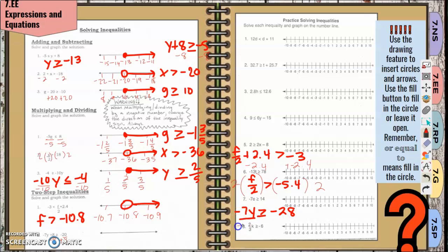I'm going to divide by negative 7 on both sides. I'm dividing by a negative, so I have to flip my inequality sign. y is less than or equal to, a negative divided by a negative is a positive. 28 divided by 7 is 4. So I'm going to put a closed circle on 4 and shade everything to the left.